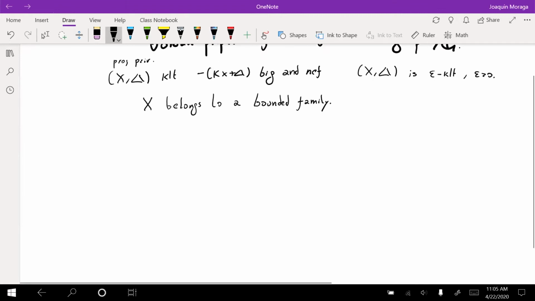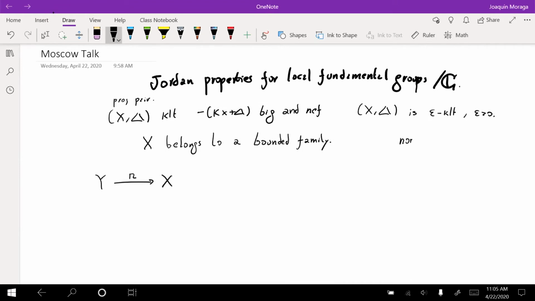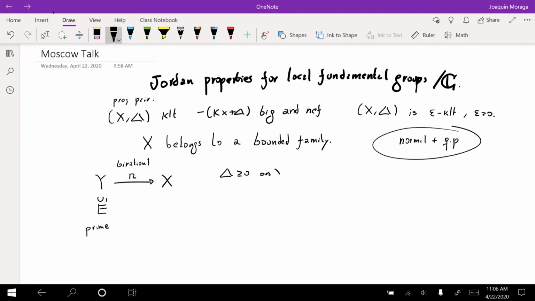Right, so maybe let me briefly recall what epsilon-klt means. So essentially, for any projective birational morphism from a normal variety Y to X. So during this talk, all varieties will be normal and quasi-projective, unless I say the opposite. Okay. And then you take a prime divisor E here. So this is birational, and this is prime. And every time that we talk about pairs in birational geometry, we care about an effective divisor Delta on X such that K_X plus Delta is Q-Cartier. So in particular, we can pull it back.